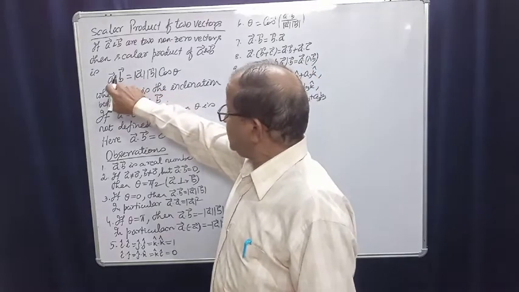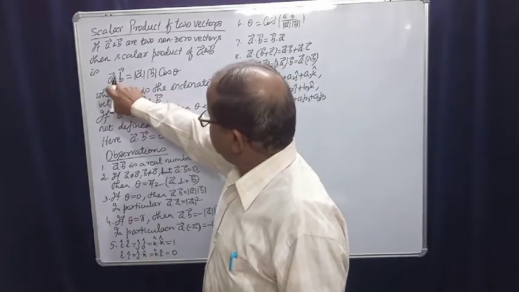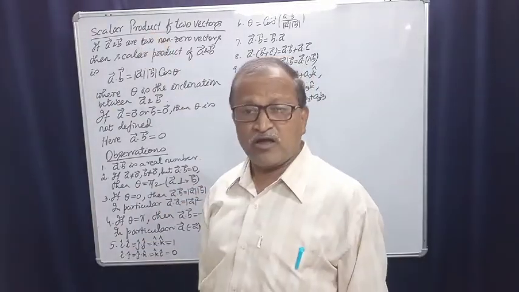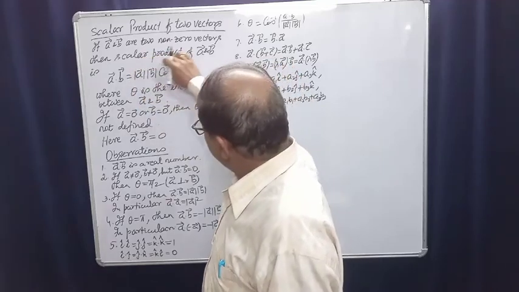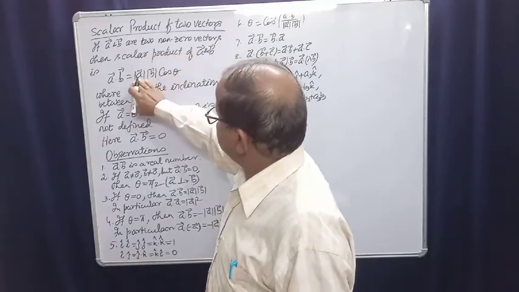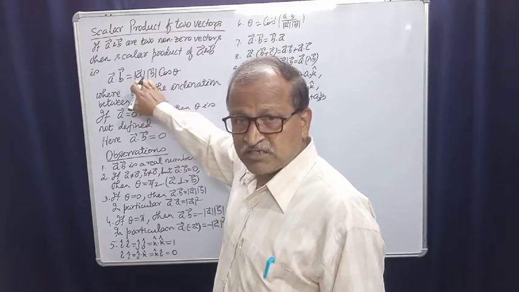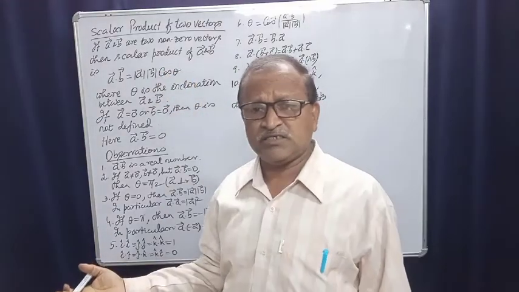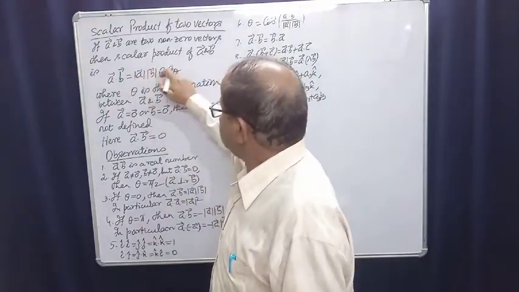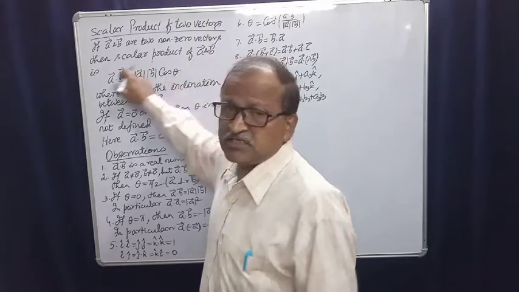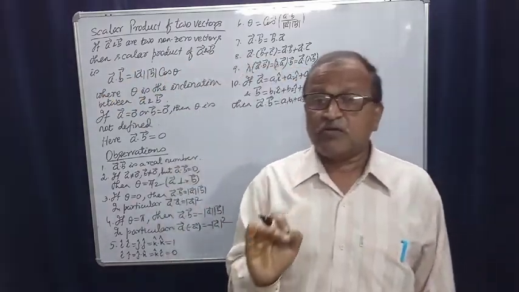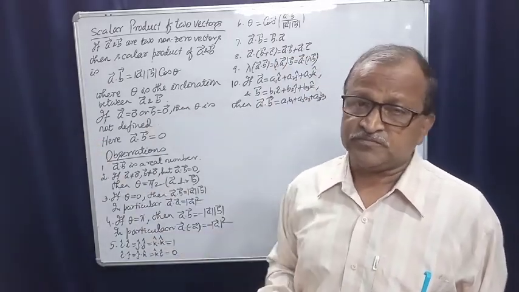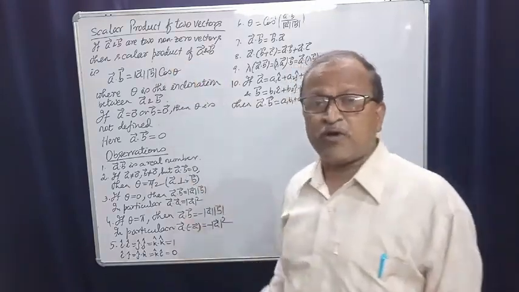Here the product is represented by a dot, A dot B. That is why it is called dot product. And the result on the right hand side: magnitude of A is a scalar quantity, magnitude of B is a scalar quantity, cos theta is a scalar quantity. So the total is a scalar quantity. That means the dot product of two vectors is a scalar quantity. That is why it is called a scalar product.